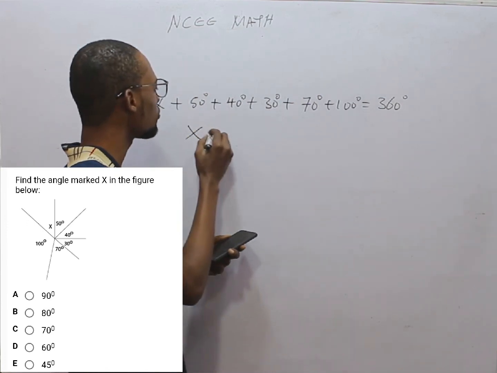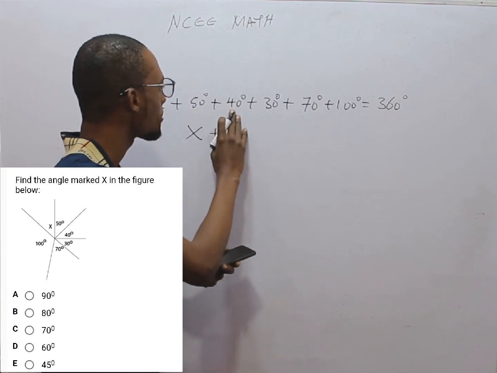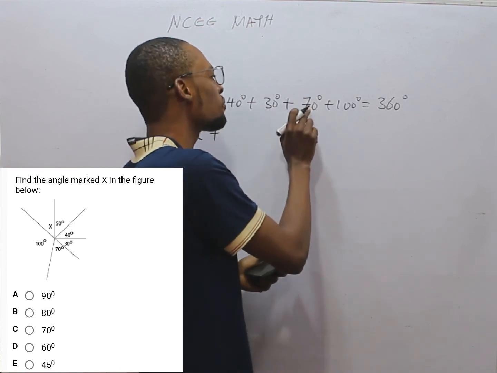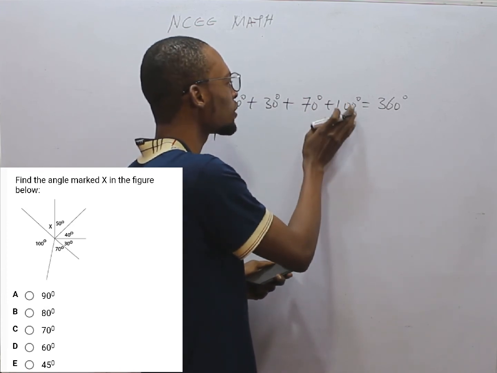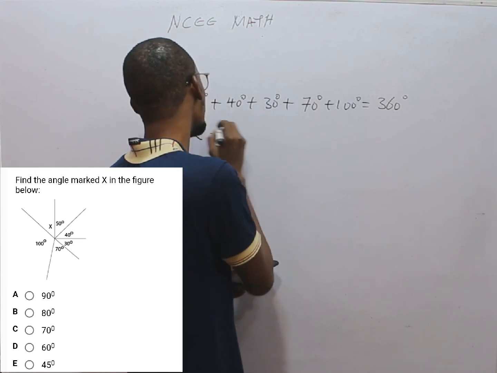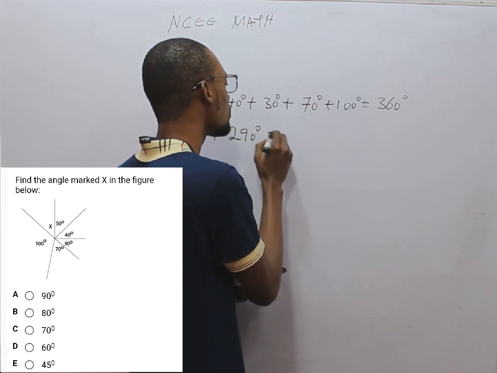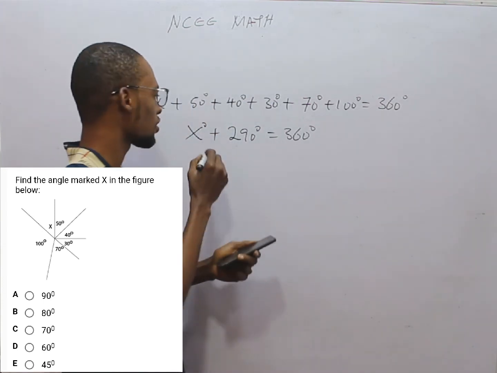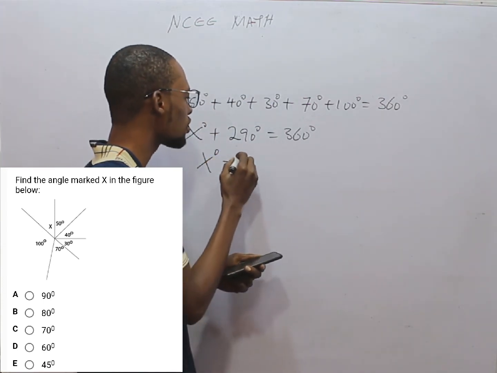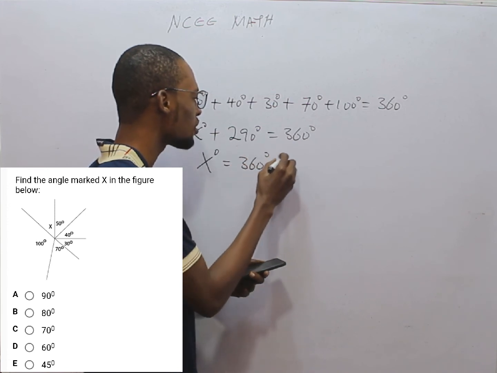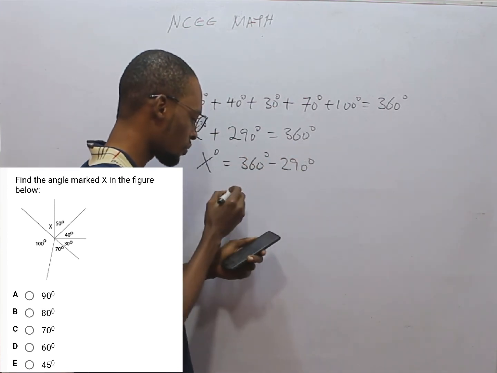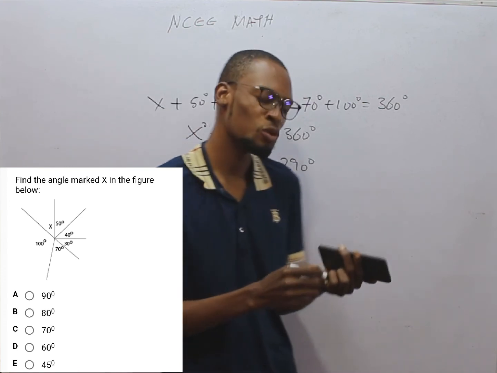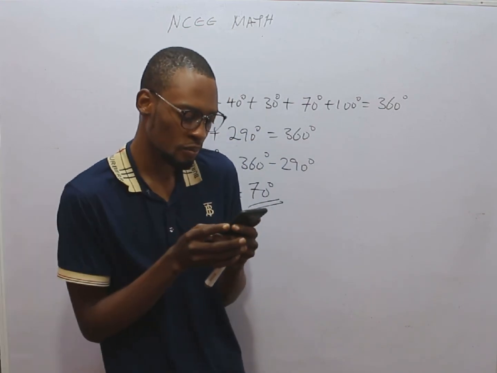Now, S plus 50 plus 40, 90, plus 30, that's 120, plus 70, 190, plus 100, 290. So S degrees plus 290 degrees is equal to 360 degrees. Collecting like terms, S degrees is equal to 360 degrees minus 290 degrees. This is simply 70 degrees. That is how to solve questions like this.